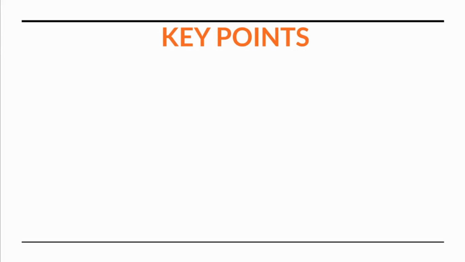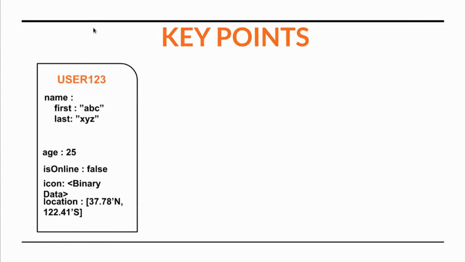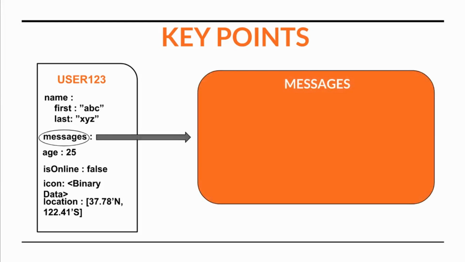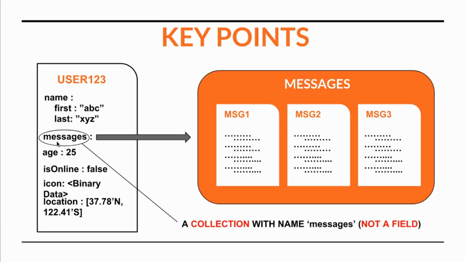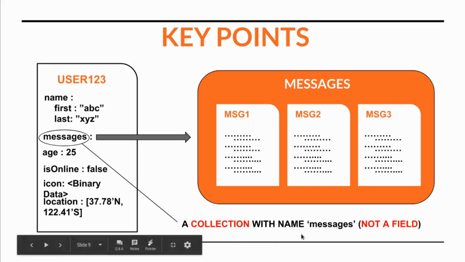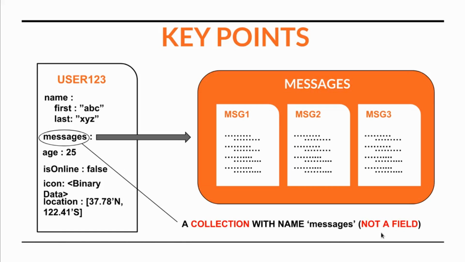Now let us look at the third key point. Take for example a document. You know that a document can contain fields. But you may not know that a document can also contain a pointer to a collection which in fact contains some documents. Here messages is a pointer to another collection that contains documents. So messages is actually not a field, it is a collection with the name messages.